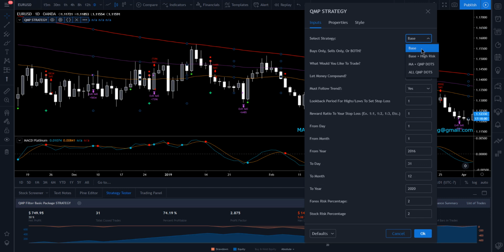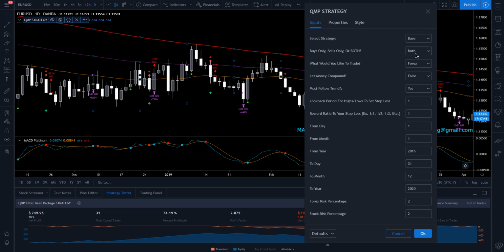Base strategy is Jim Brown's high probability system with no alterations. It strictly goes with the trend. We take sells as price is moving down, we take buys as price is moving up, and we make sure that we're paying attention to the MACD above or below the zero based on the setup. That's as simple as it is.